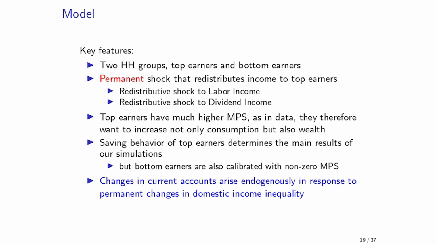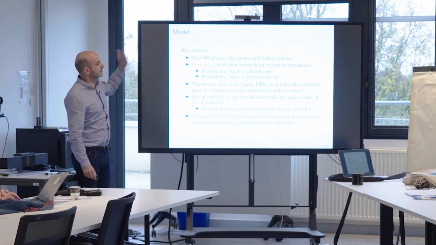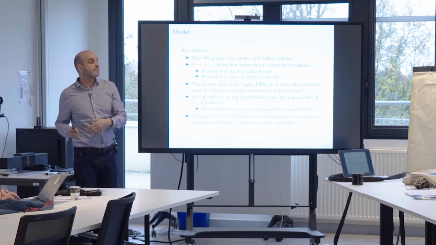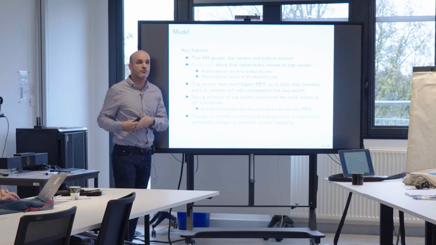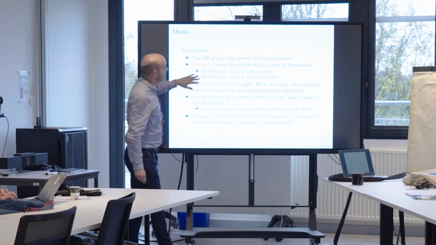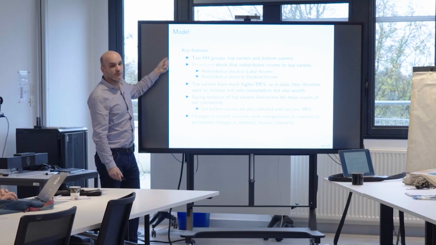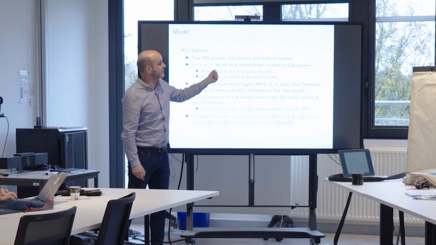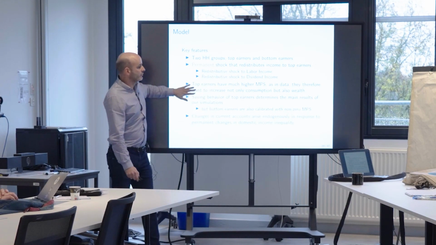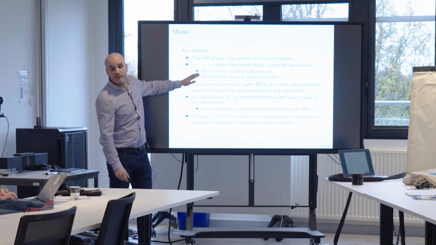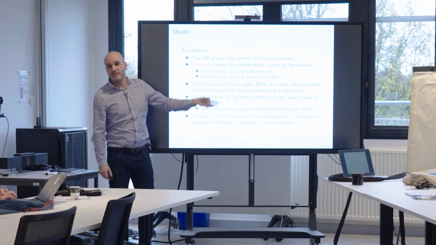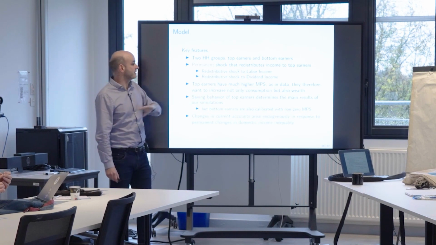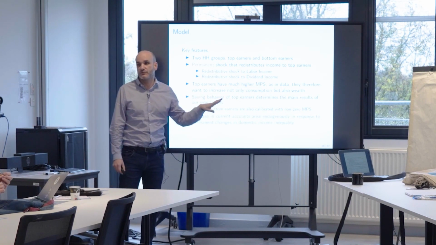So there are two household groups: the top earners and the bottom earners. Top earners are like this top 5%. We're going to assume that the shock is a persistent, permanent shock that distributes some income from the bottom to the top earners. This shock will have a specific structure, and we can have a shock to labor income or to dividend income. We will calibrate the model so that top earners have higher marginal propensity to save than bottom earners. Both of them have non-zero marginal propensity to save.